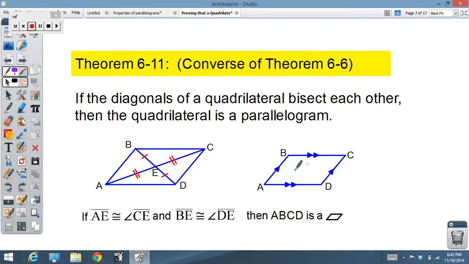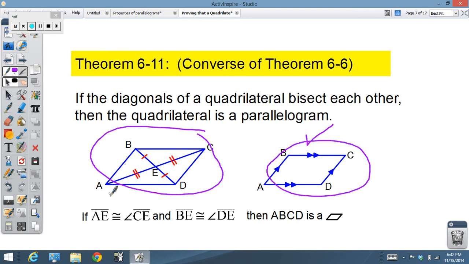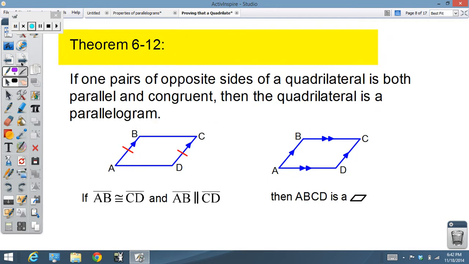Okay, so again, every one of these was the converse of something we learned yesterday. Yesterday we said if it's a parallelogram, then this must be true. All right, today we're saying if this is true, this must be a parallelogram. Got it? Got it. Okay, Theorem 6.12.